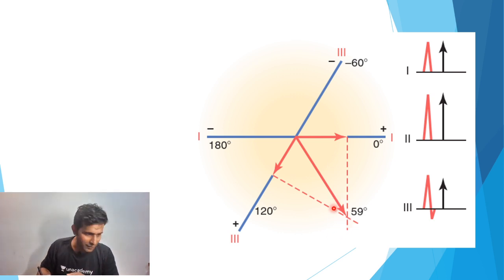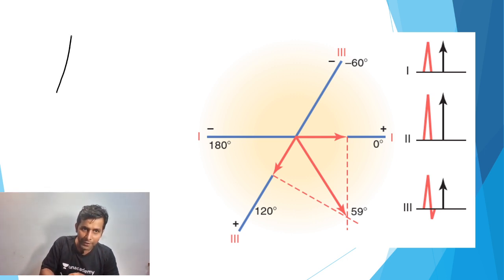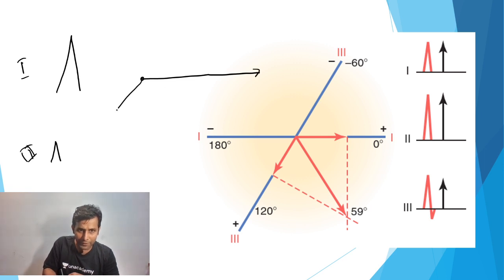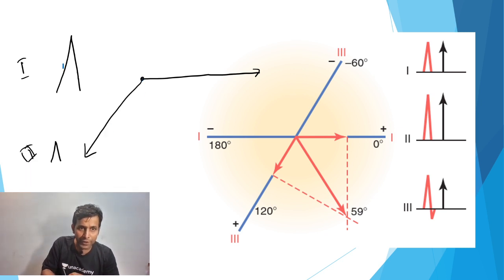Now, if I ask you one question here, and that's going to be the next slide itself: suppose there is a very high positive deflection in lead 1 and a very low positive deflection in lead 3. Can you guess what will happen now? I'm going to plot these things in front of you. Lead 1 has a higher deflection, so we'll take a bigger deflection for lead 1, and lead 3 has a smaller deflection, so we'll take a smaller magnitude for lead 3, right?